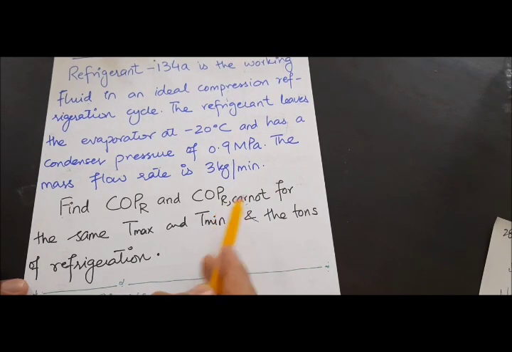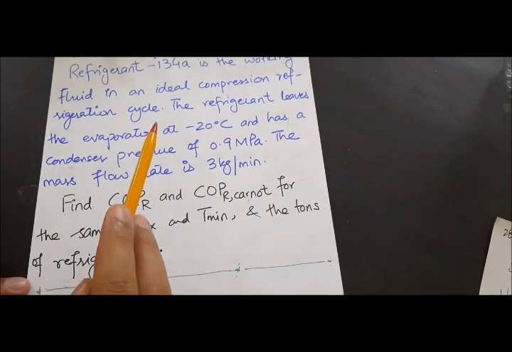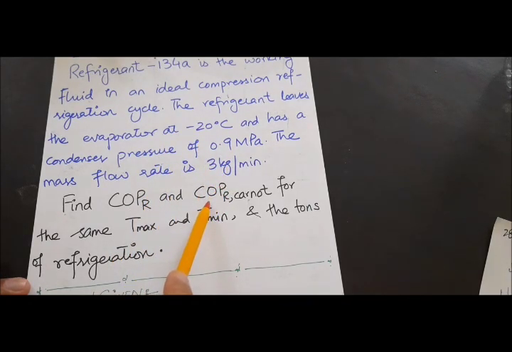Of the refrigeration, basically we reverse the Carnot cycle for the same T max and T minimum, and the tons of refrigeration. So we have to find out three things: the COP for this particular ideal vapor compression refrigeration cycle, then the COP of the reverse Carnot cycle, and then the tons of refrigeration.